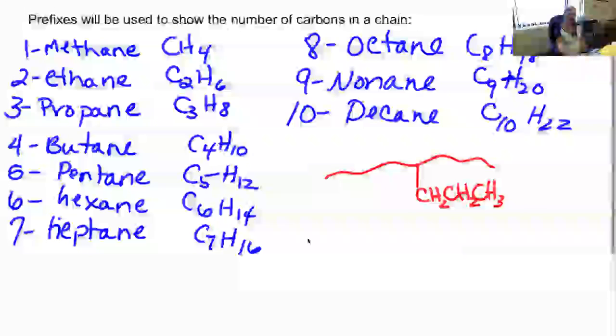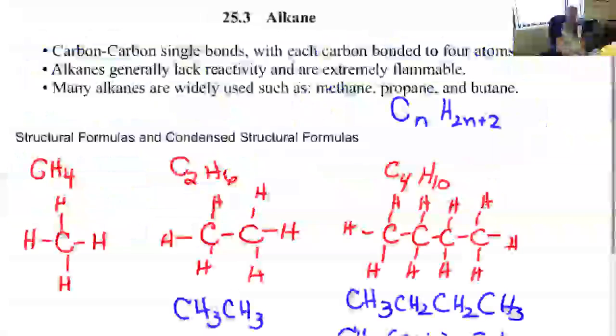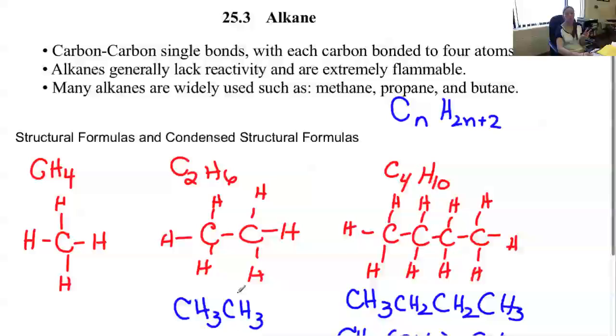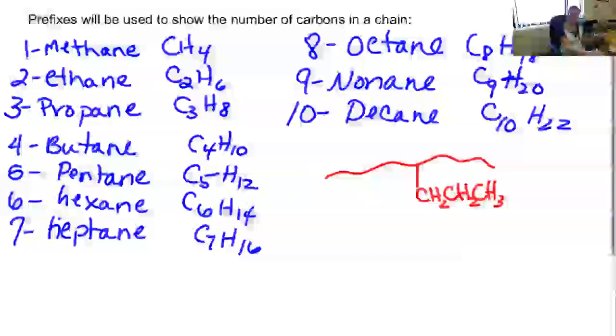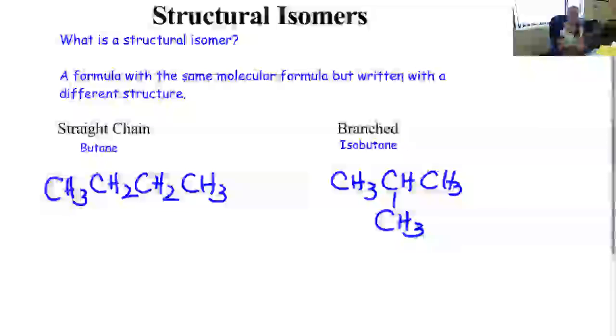So if I just have, like our examples we had back here, this right here, CH3, that is 2 carbons, we would call that ethane. This is methane, that's ethane. This is 4 carbons, we call that butane. We're going to also talk for a second about isomers, and then we'll get into some naming practice, okay?